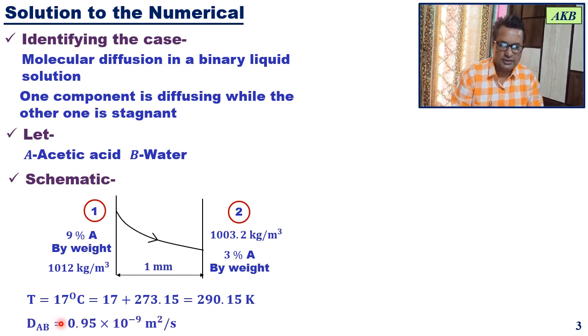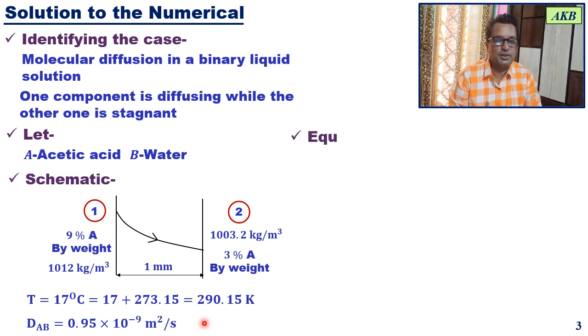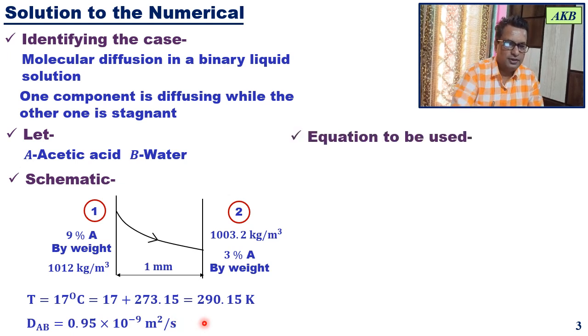Okay, then next is DAB, which is given to us, the diffusion coefficient of acetic acid in water. So it is given as 0.95 into 10 to the power minus 9 meters square per second. This is the information given in the numerical statement.